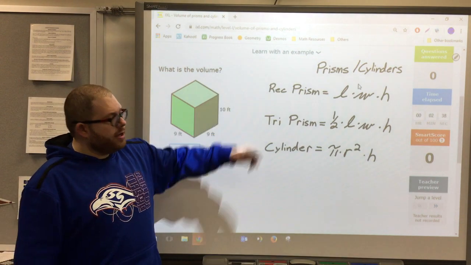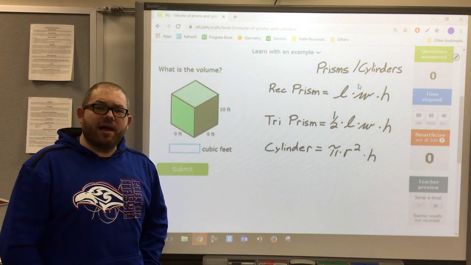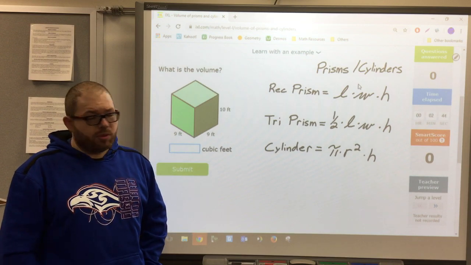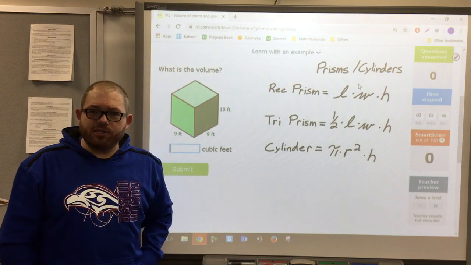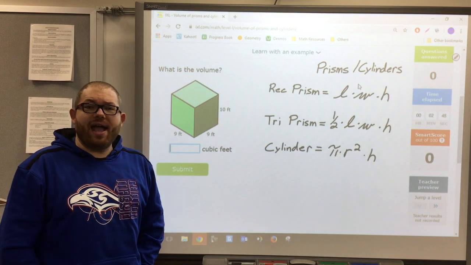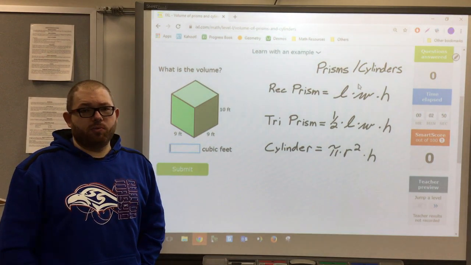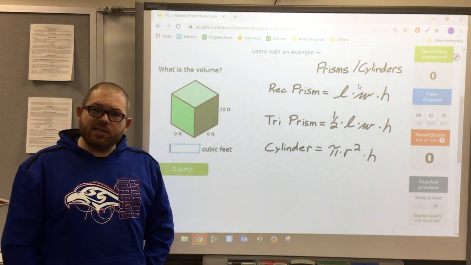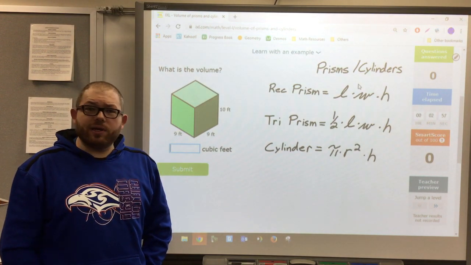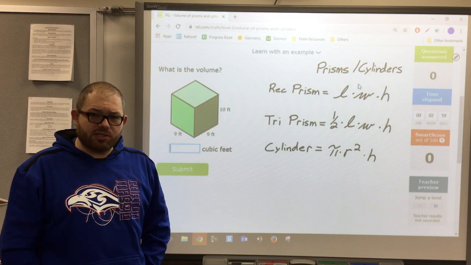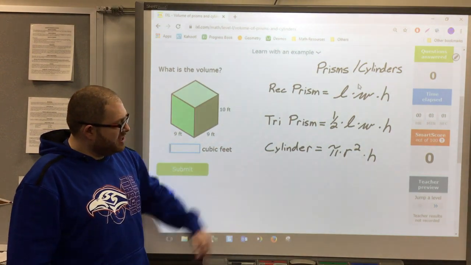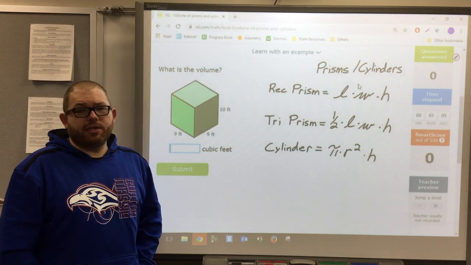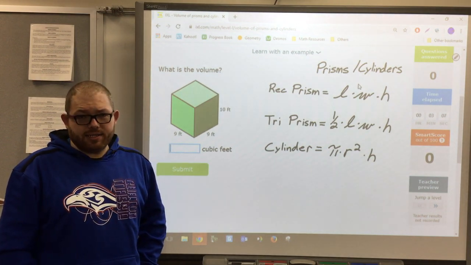If it's a rectangular prism, volume will be found by taking the length times the width times the height. If it is a triangular prism, you're going to have to do 1/2 the length times the width times the height. And unfortunately, the messy one that's almost always going to give us a very ugly decimal for our answer is the cylinder. We're going to have to take pi times the radius squared times the height.